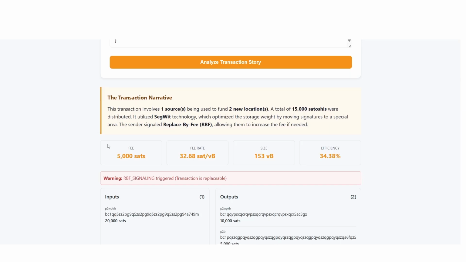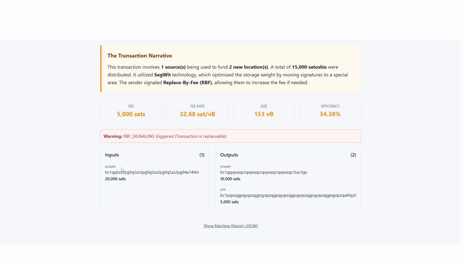Down here on the left we have the inputs. This is the source of the funds being spent, and on the right are the outputs showing who is receiving these funds. These outputs use different methods to receive funds known as script types. For example, here we see two types like P2WPKH and P2TR. These are just technical names for specific types of Bitcoin wallet addresses, like modern SegWit and Taproot formats.